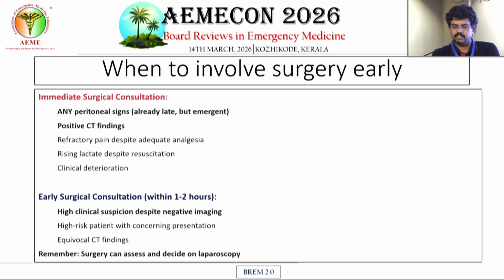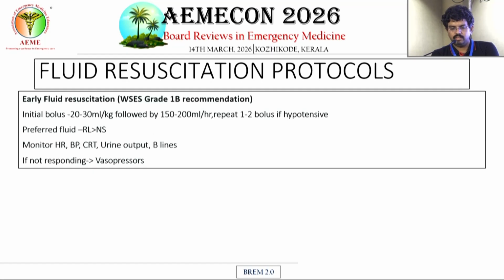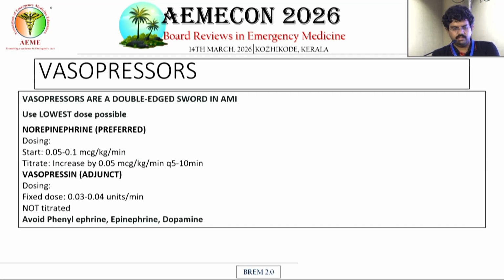Surgery is involved when there are any peritoneal signs, CT findings, refractory pain, or rising lactate despite resuscitation. Management will be giving IV fluids, antibiotics, NG decompression, pain control, and avoiding vasopressors. Fluid is a 20 to 30 ml per kg bolus, followed by 150 to 200 ml per hour, because this is again third space loss. We can repeat the bolus if the patient is hypotensive. RL is preferred.